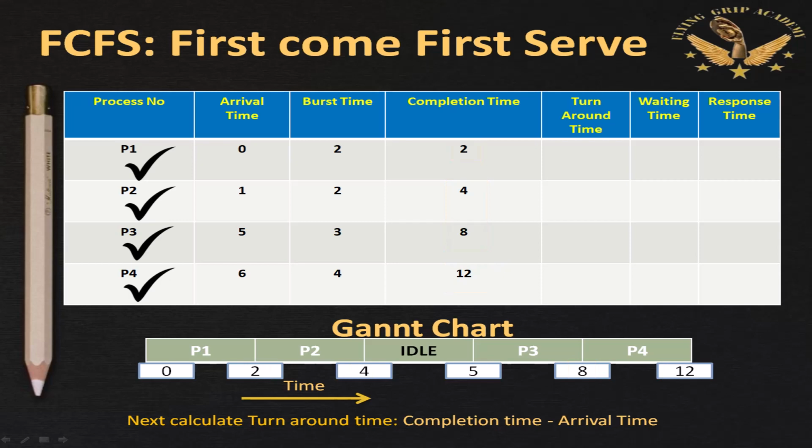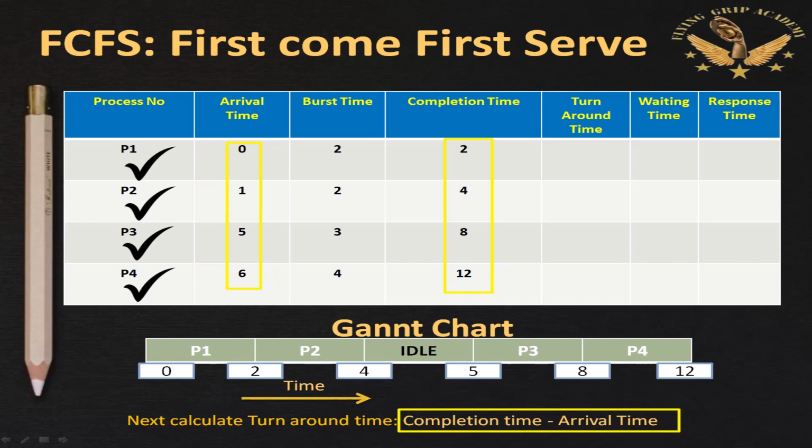So now we need to calculate the turnaround time. In order to calculate the turnaround time, we have a formula: completion time minus arrival time. So what is the completion time? 2, 4, 8, 12. And what is the arrival time? 0, 1, 5, 6. So completion time minus arrival time, we are going to calculate these values.